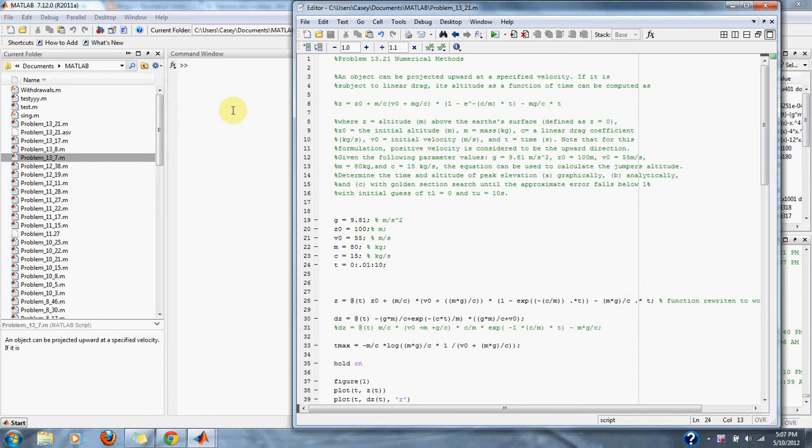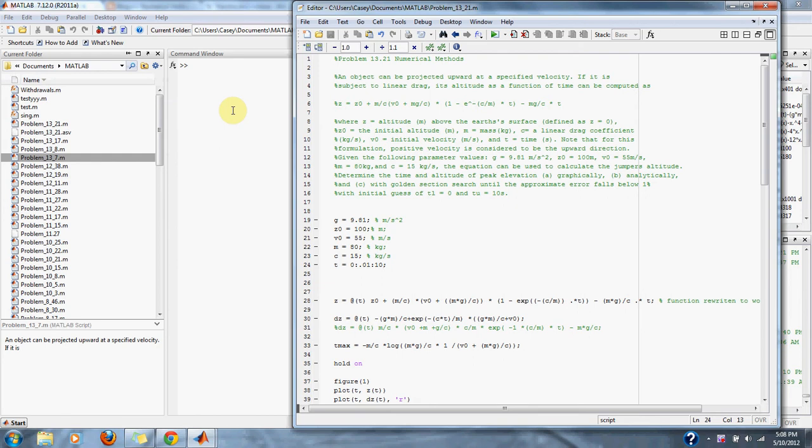Numerical Methods Problem 13.21. An object can be projected upwards at a specified velocity. If it is subject to linear drag, its altitude as a function of time can be computed as the following function: z equals z sub 0 plus m over c times v sub 0 plus mg over c times 1 minus e to the negative c over m times t, minus mg over c times t, where z equals altitude in meters above the Earth's surface, defined as z equals 0.